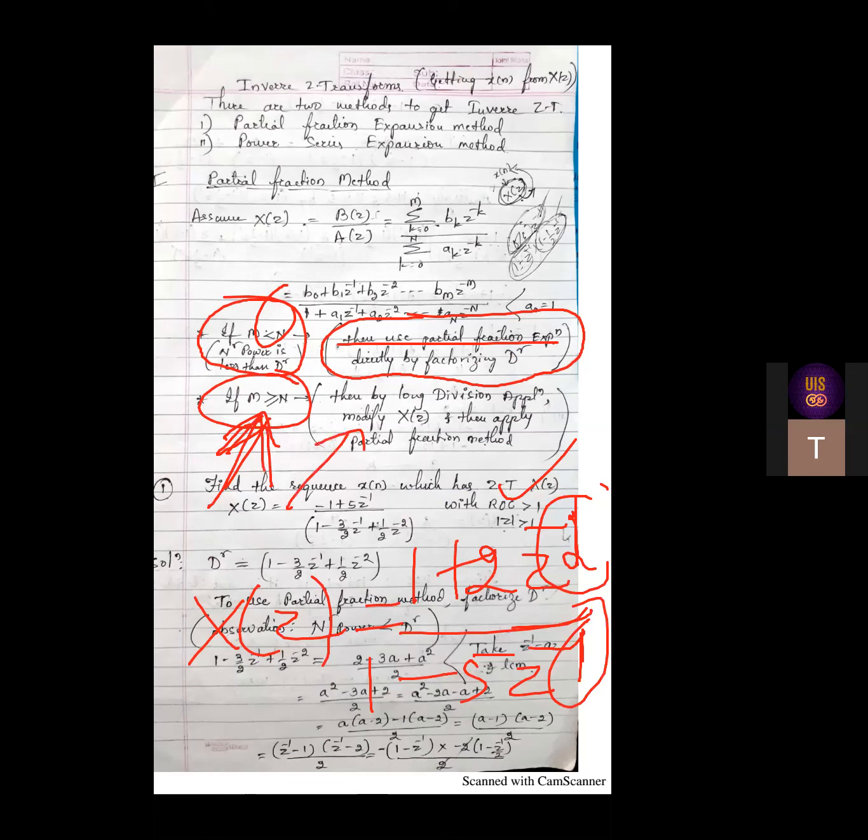That time we have to go for long division method application, and we have to modify the given X of z, and then we have to go for partial fractions. So remember these two conditions, and what is long division you will come across when we solve the problems. So these two conditions are important. When numerator power is less, what should be done? When numerator power is greater or equal, what should be done? So with these two conditions as the basics for partial fractions, let us move to the first problem. We will solve the problem. You'll understand this. The concept gets more clear.